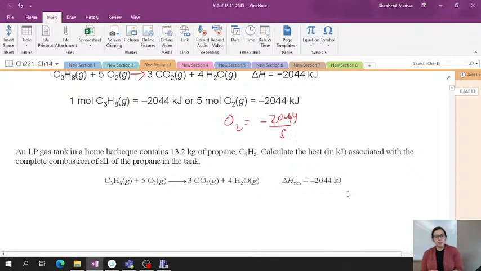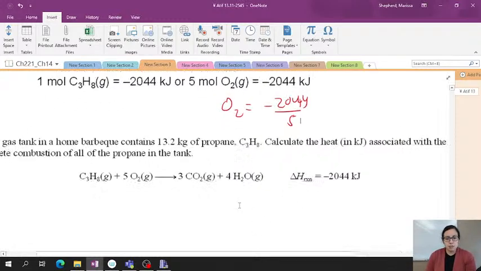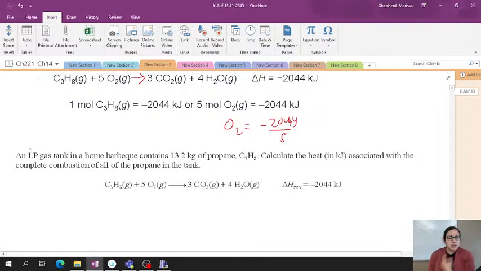Now, see if you can combine a little bit of stoichiometry plus your delta heat of formations. We have a gas tank in our home barbecue that contains 13.2 kilograms of propane. Calculate the heat in kilojoules associated with the complete combustion of all the propane, and you're given this reaction. The key point is, I know 1 mole of propane produces this much heat, so how much does the whole tank produce? I'll give everyone at least a minute or two to start it, and then we'll go over it.